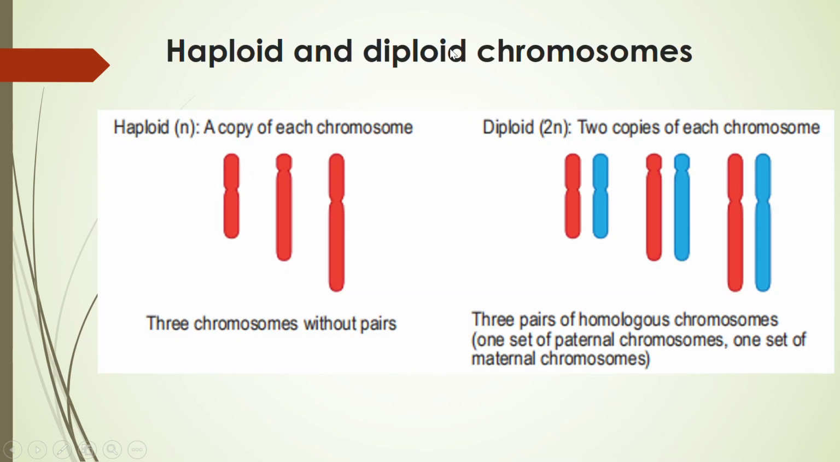So haploid and diploid chromosomes. Haploid, N, a copy of each chromosome. This picture shows 3 chromosomes without the pairs. But when it is 2N, this picture shows 3 pairs instead of 3 chromosomes just now. 3 pairs, and we use the term homologous chromosomes.